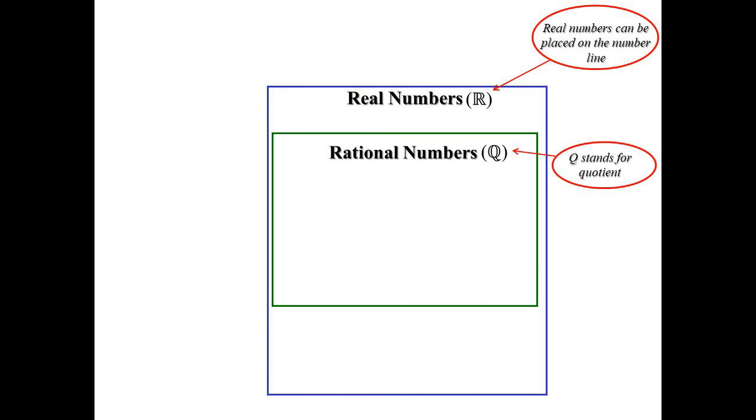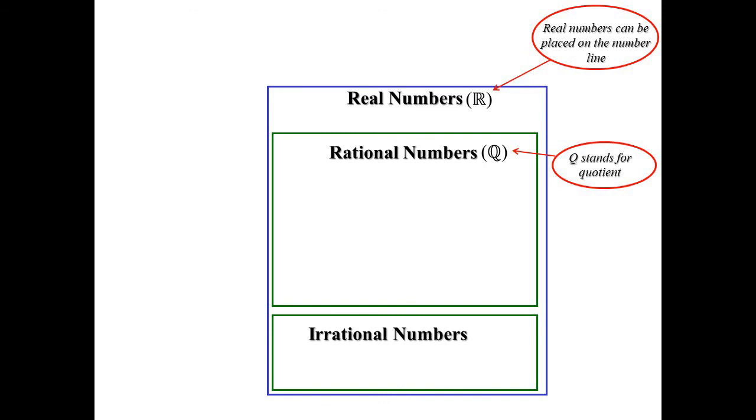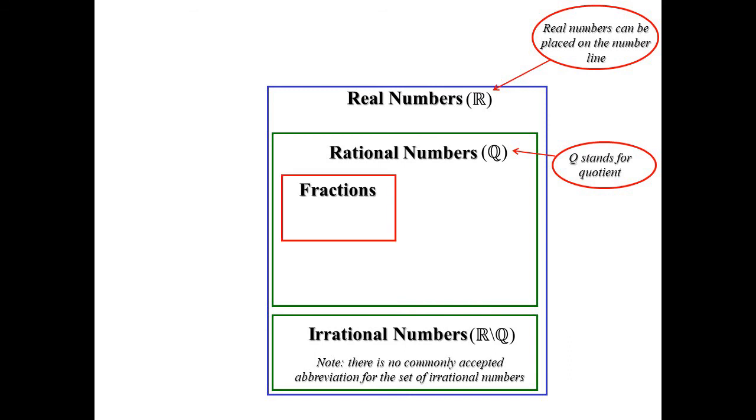Rational numbers are any number that can be written as a fraction, A over B, where A and B have no common factor. Anyone know a fancy word for that? Coprime. Coprime is another way you could say that. Then you have these irrational numbers. They're the ones that can't be written as fractions. Now, we don't actually have a symbol for irrational numbers. A way we could do it is to say, well, it's the real numbers, but excluding, so the backslash is excluding, the rational numbers. Then, inside the rational numbers, we have fractions.